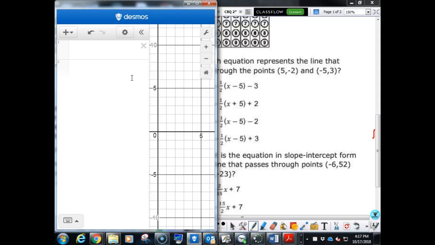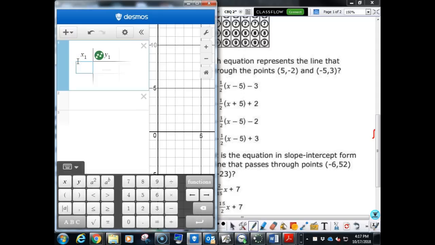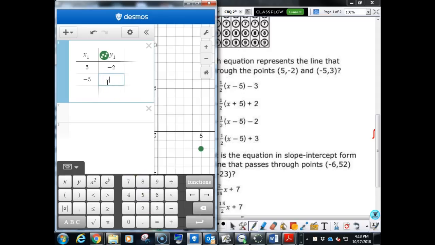To write the equation of a line using Desmos, remember, you want to start by adding an item, and we're going to add a table. And so I want my 2 points. Remember, the ones that are in parentheses, you want to keep them next to each other. So I have 5, and that's next to -2. And then I have -5 and 3. Okay, so those are my 2 points.